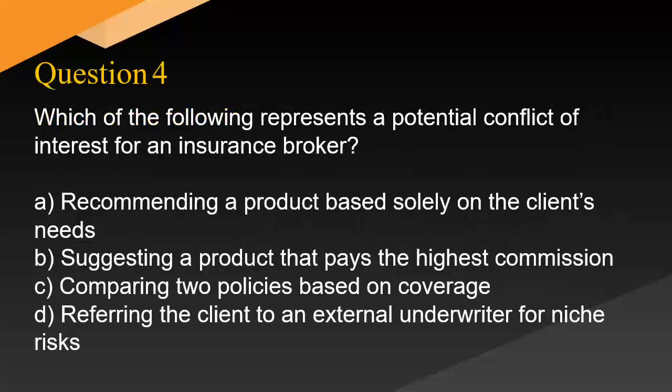Which of the following represents a potential conflict of interest for an insurance broker? A. Recommending a product based solely on the client's needs. B. Suggesting a product that pays the highest commission. C. Comparing two policies based on coverage. D. Referring the client to an external underwriter for niche risks.